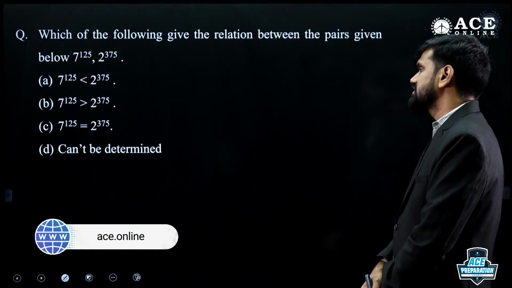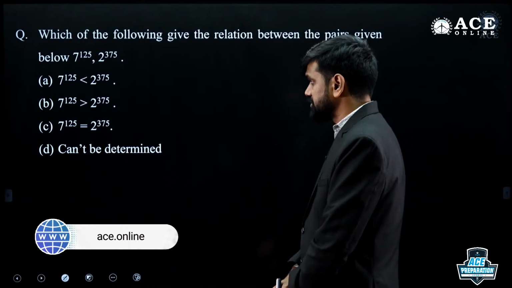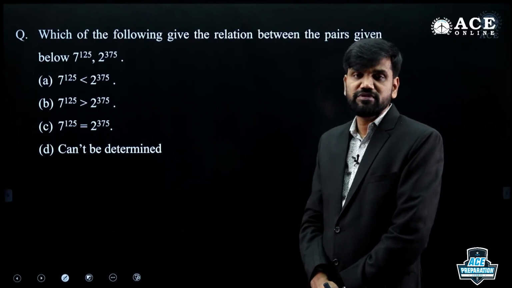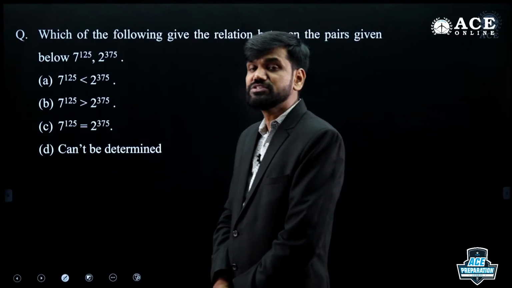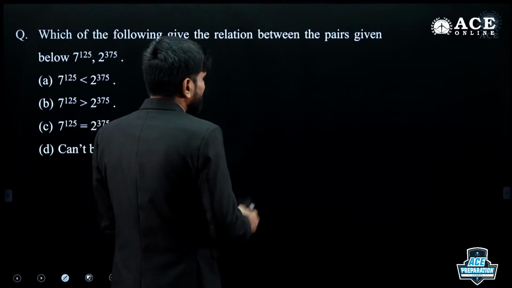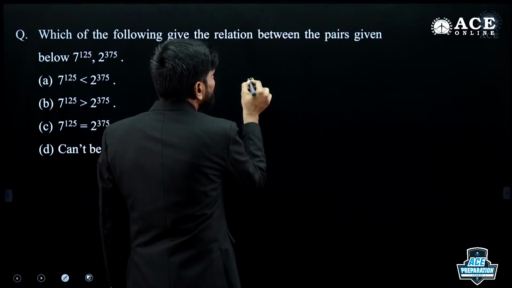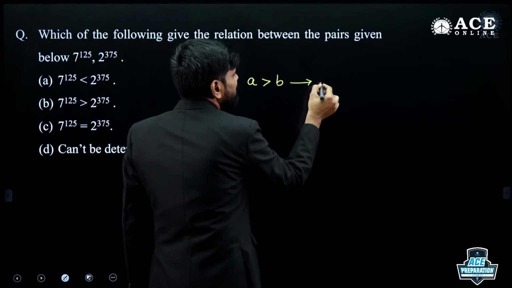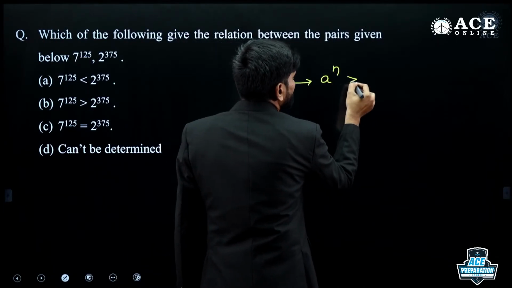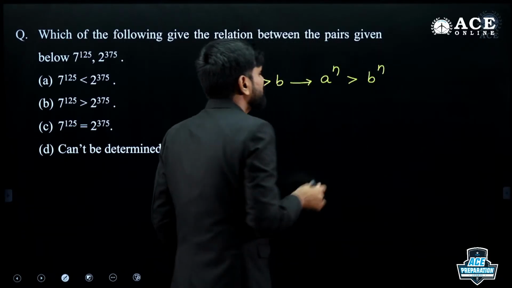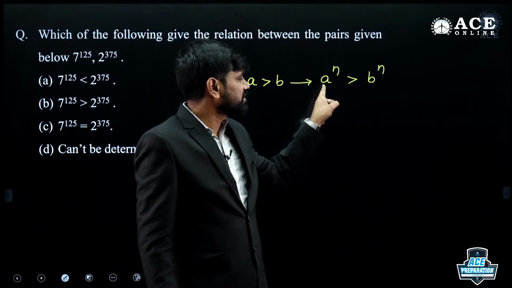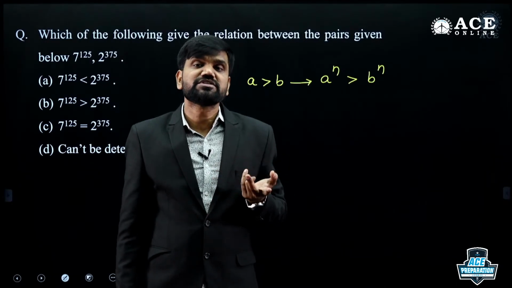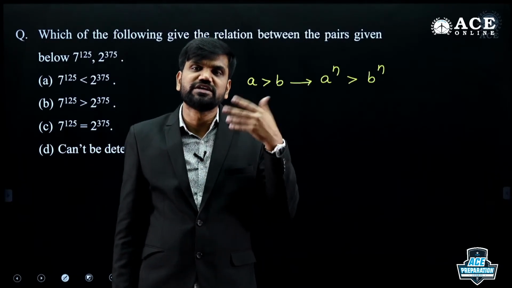Now, this is another model that is related to simplification part. Which of the following give the relation between the pairs given below? Whenever you are coming across this type of problems, just remember one thing. If a power n, if a is greater than b, then a power n will be greater than b power n. That means when the powers are same, the term whichever is highest is going to give you the highest value. If the powers are same, compare the bases. Whichever base is higher will be the highest.